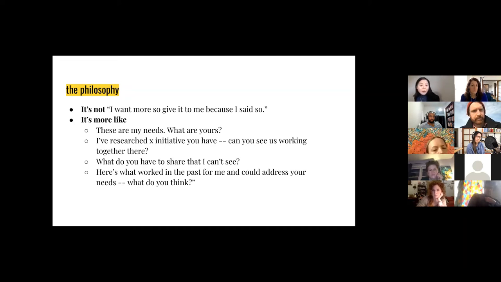Another approach here is, hey, I researched that this X initiative that you have, can you see us working together there? I know you're already invested in it. You already created some type of program on it. That totally lines up with what I do. Let's just have that conversation started there instead of just really open space.